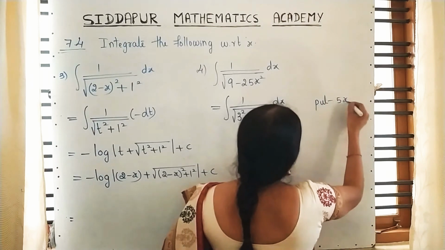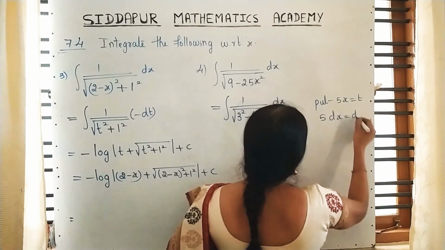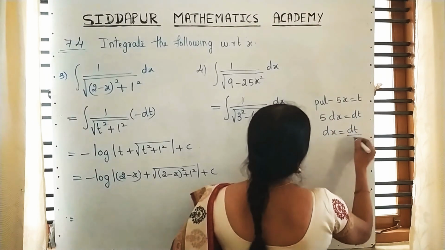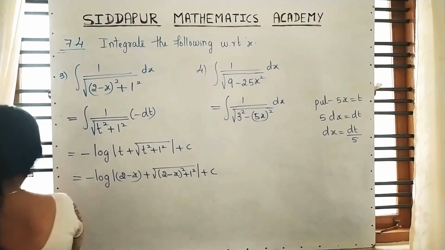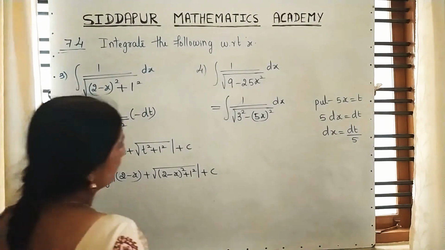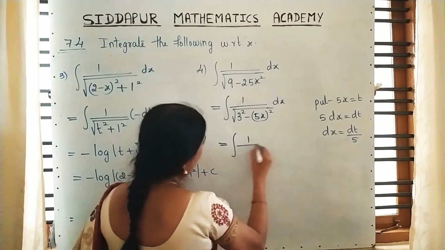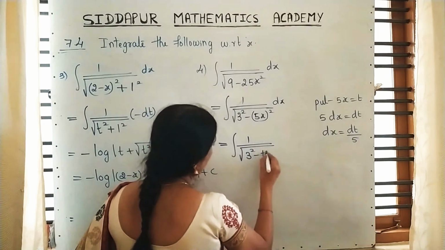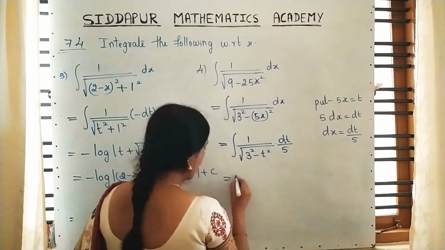Put 5x is equal to t. It is dx is equal to dt upon 5. Now write down those values. 1 upon root of 3 square minus t square into dt upon 5.